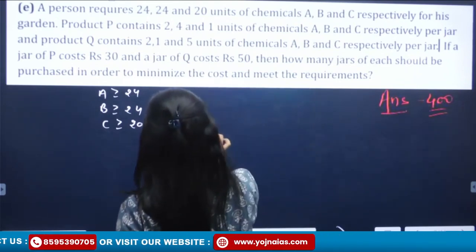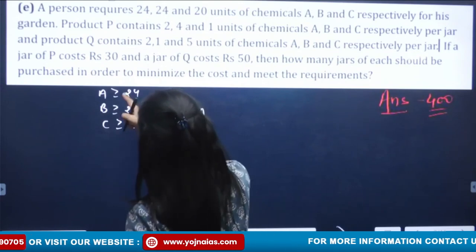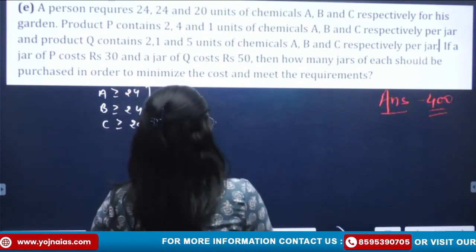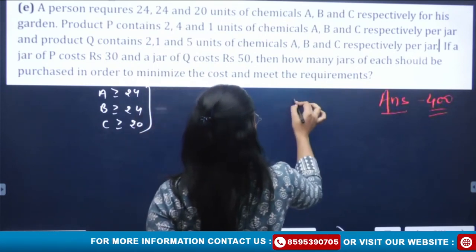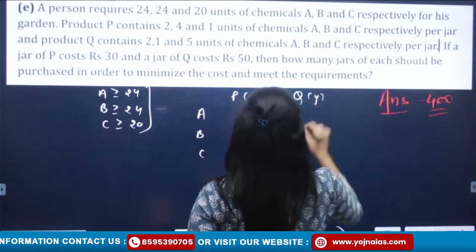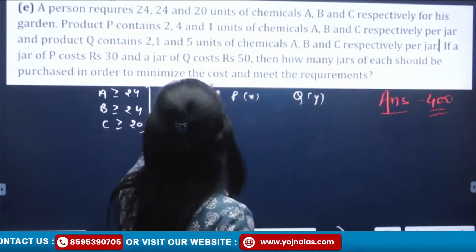Either write A, B, C, because we have inequalities for this. So in A, product P would be here, Q would be here. We will assume that this is X units and this is Y units. So A contains product A.